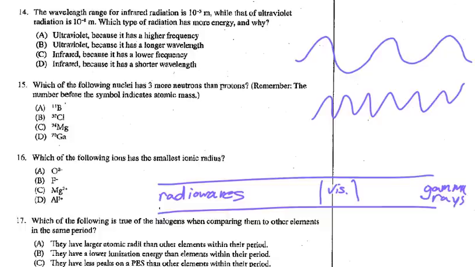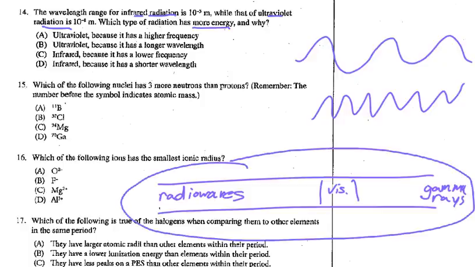Number 14, they want to know if infrared radiation or ultraviolet radiation has more energy. And you remember that in our general electromagnetic spectrum, which I've drawn down here at the bottom, we have gamma rays on one side, which have the most energy, and we have radio waves, which have the least energy. And in the middle somewhere we have the visible spectrum. And you remember the visible spectrum is ROY G. BIV.